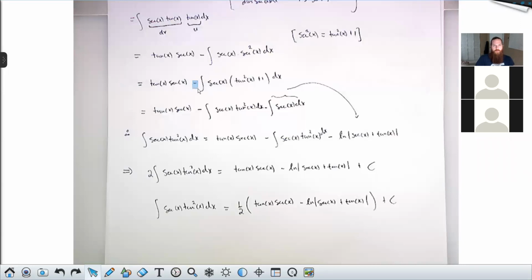So we need to distribute this negative. All right. So you distribute the secant, you get secant times tangent squared plus secant, but then you also distribute this negative.